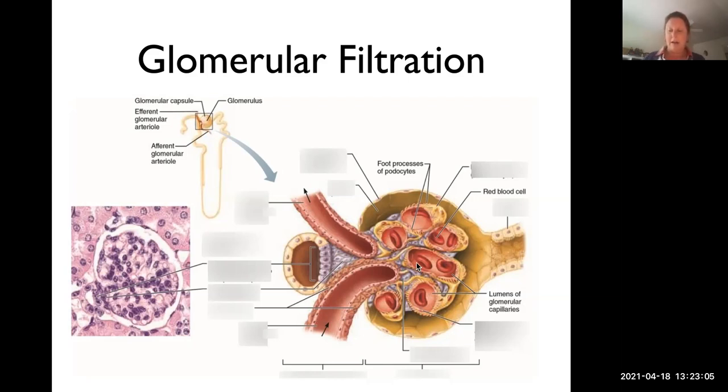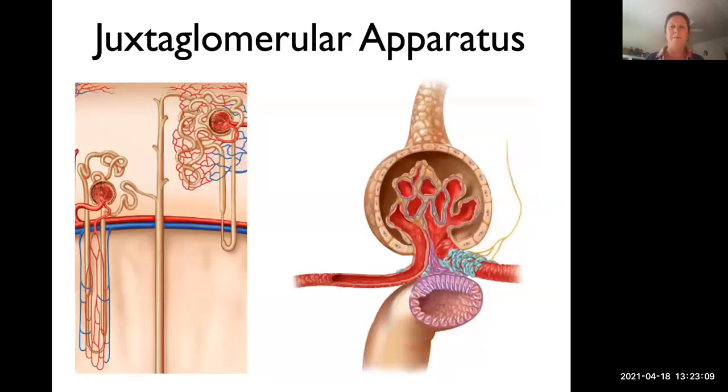The next mechanism I want to talk about has a really horrible name. It's called the juxtaglomerular apparatus, and most people just abbreviate it JGA, but you do need to know the entire name. Juxta means next to, glomerular means glomerulus, and apparatus means thing. So it's the thing that's next to the glomerulus.